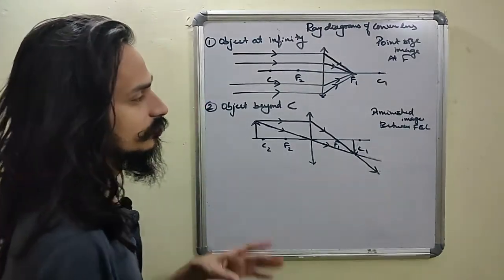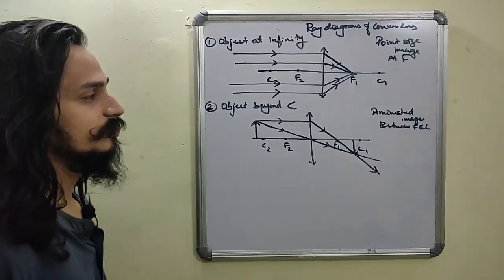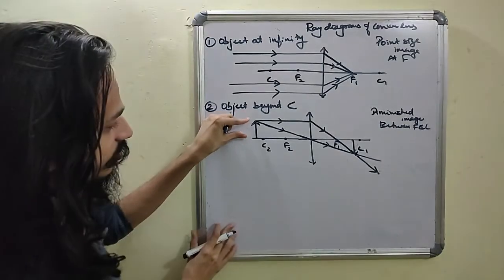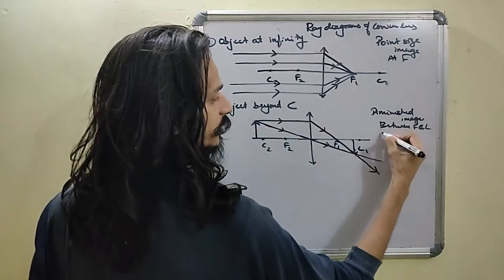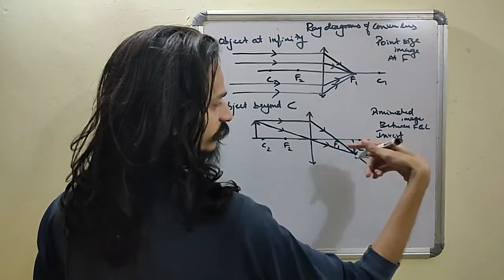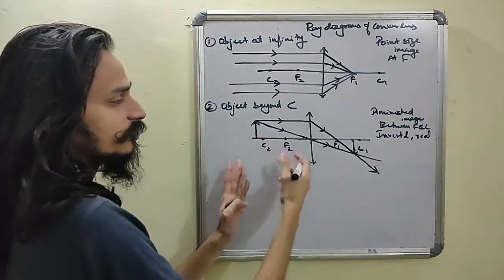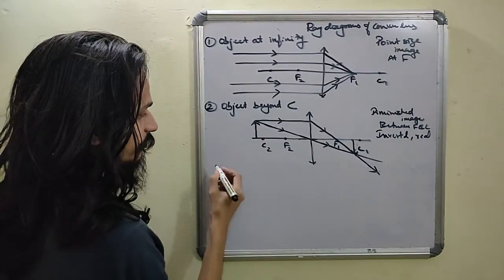This is nothing but object position, image position, and nature. Remember diminished, inverted, and all. So if you see again, this arrow is upright, but the image is upside down. So I will call it inverted, meaning reverse, and real, because it's formed on the other side of the lens, and we can actually see that.